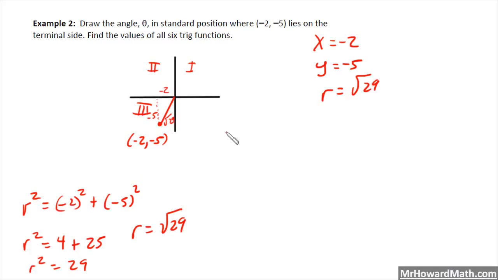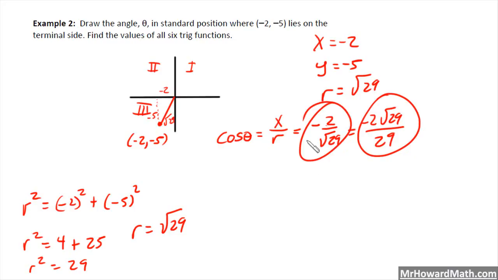Now all of the trig functions. I'll go in the same order I went in last time. Cosine theta is equal to x over r. You need to have this memorized because it'll go a lot faster if you do. So x over r for us is -2 over square root of 29. Apply our pattern from before, so -2 square root of 29 all over 29. That is proper. I don't want you to list it like this. I want you to rationalize that denominator.